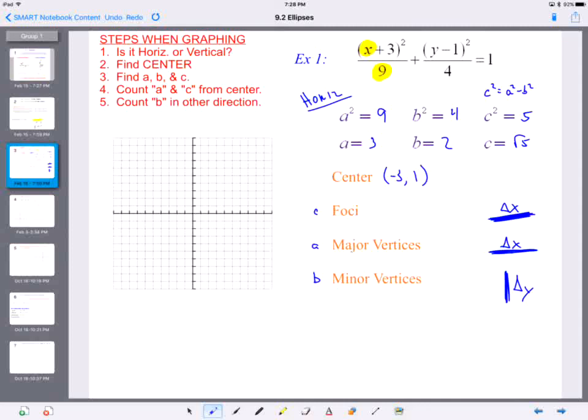So for the foci, the square root of 5, we're going to be adding that to the x value. We'll actually be adding it and subtracting it. So negative 3 minus the square root of 5, comma 1, that's 1 point. And then you also have negative 3 plus the square root of 5, comma 1. So the y value is not changing, only the x. With the major, once again the x is changing, and you're adding 3 to your center. So negative 3, and you're subtracting 3, so I'll do the minus first. Negative 3 minus 3, comma 1.